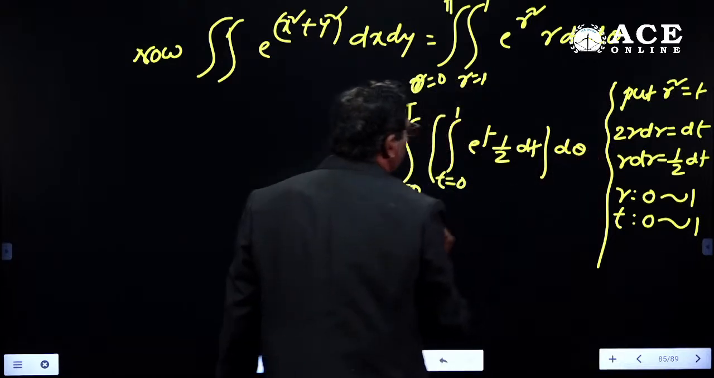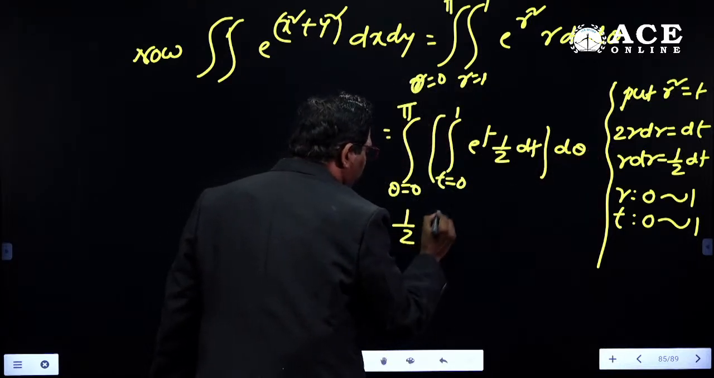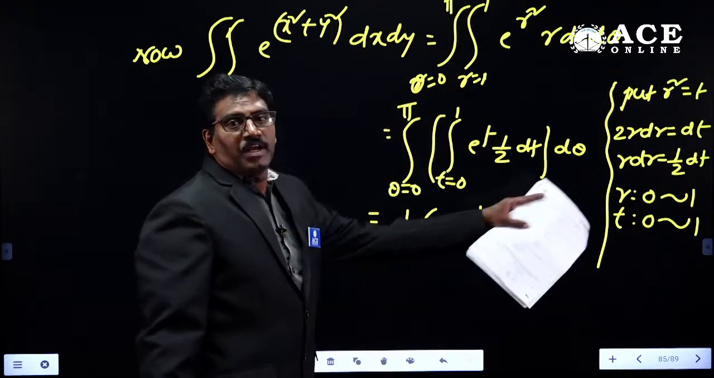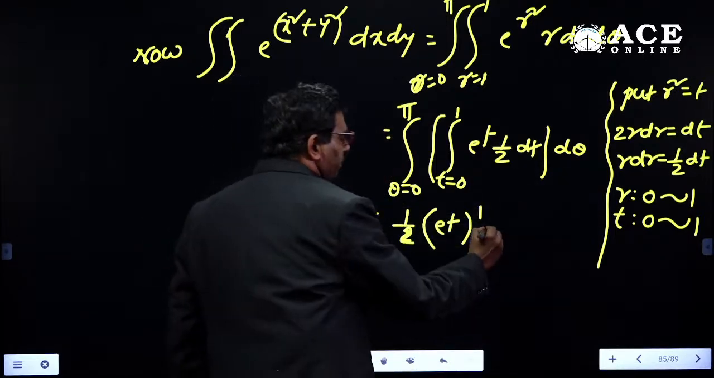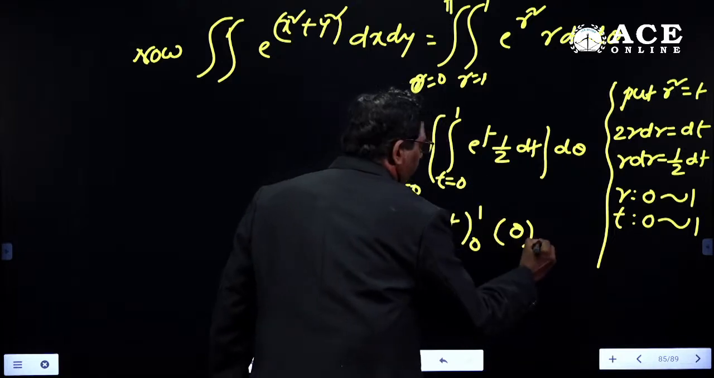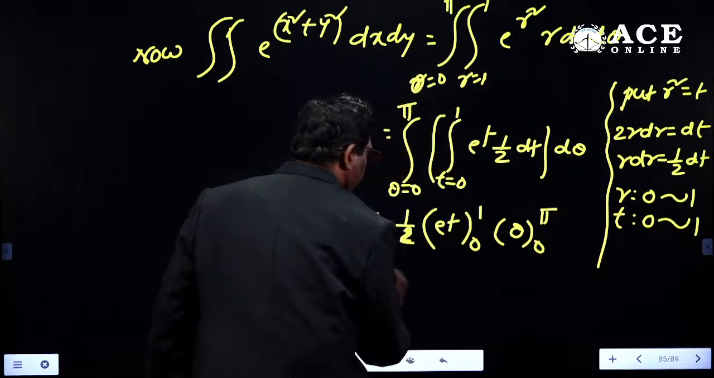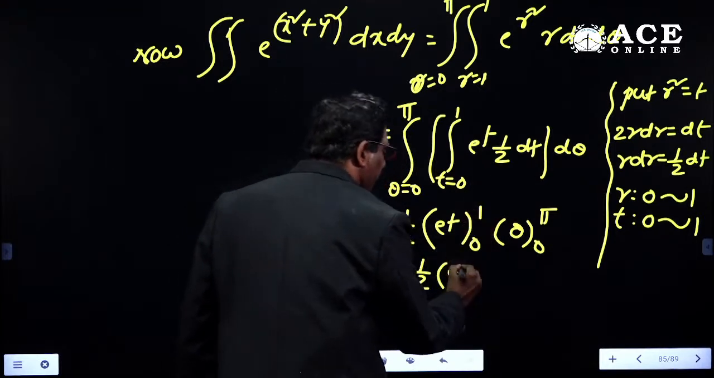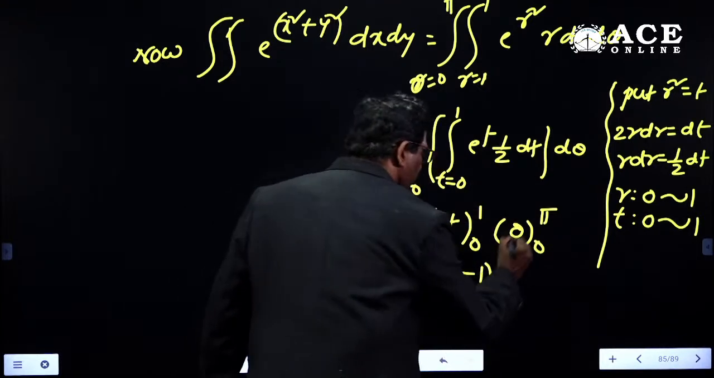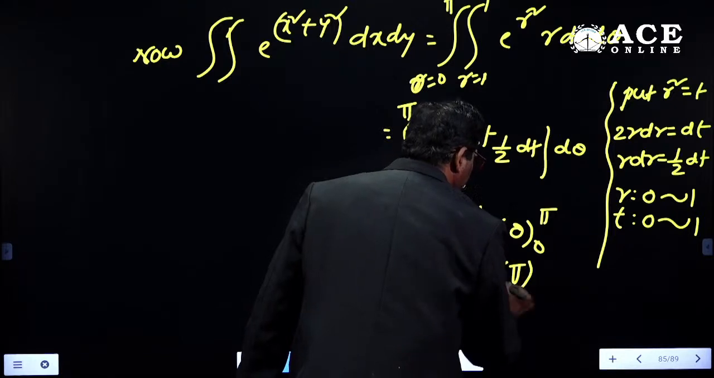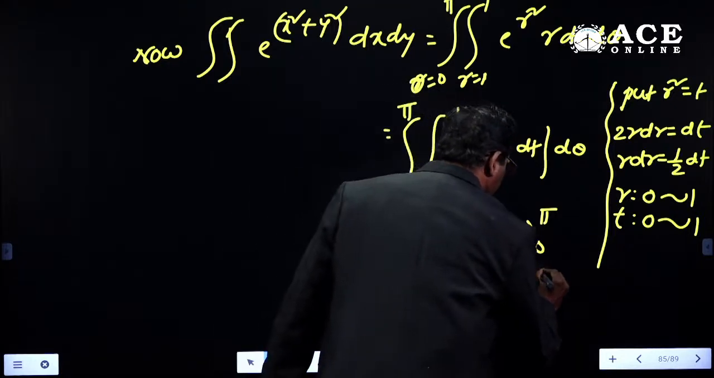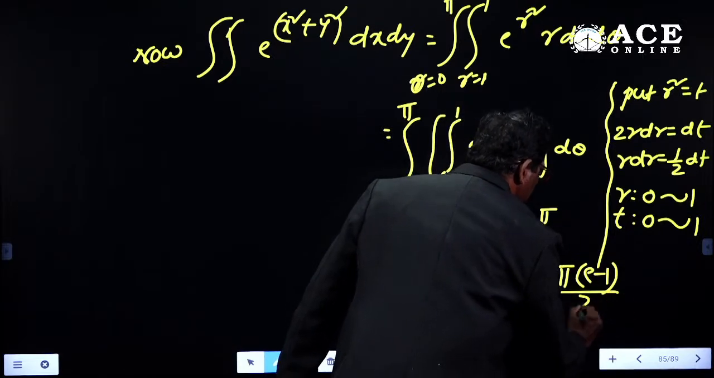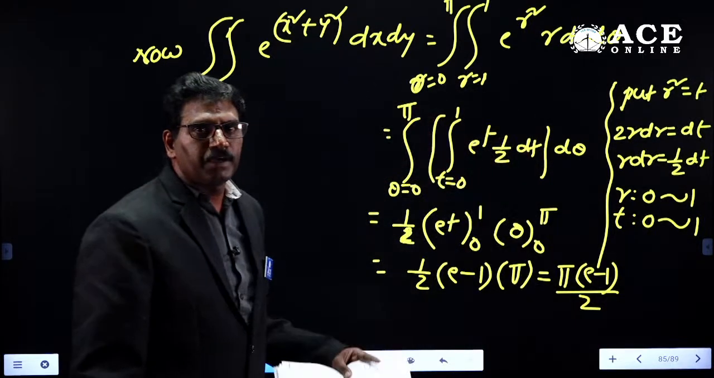d theta. Simply 1 by 2 into e power t, limits 0 to 1, and integration of d theta with respect to theta is theta from 0 to pi. This is nothing but 1 by 2 into, upper limit e power 1 minus e power 0, that is e minus 1, into pi minus 0. Simply, what is the final answer? Pi into e minus 1 by 2 is the final solution.